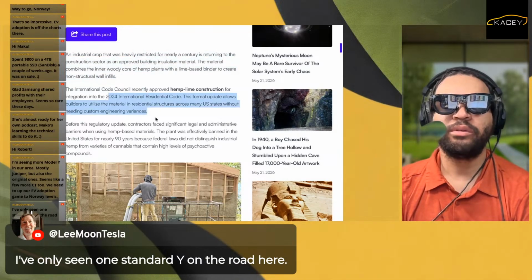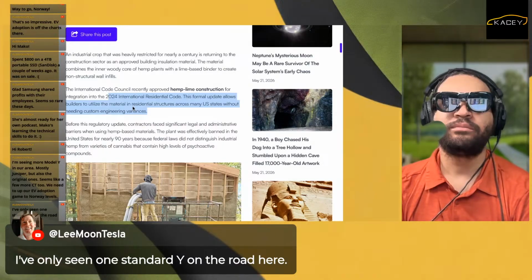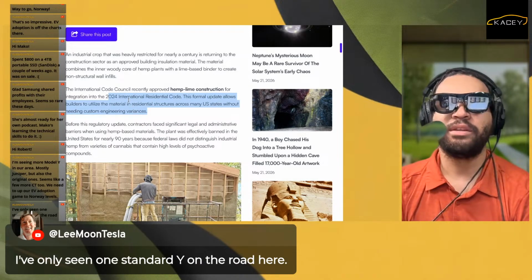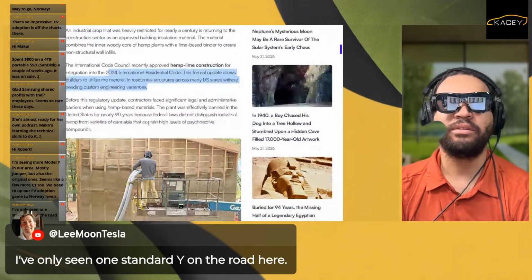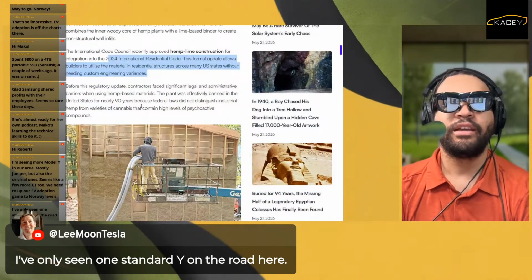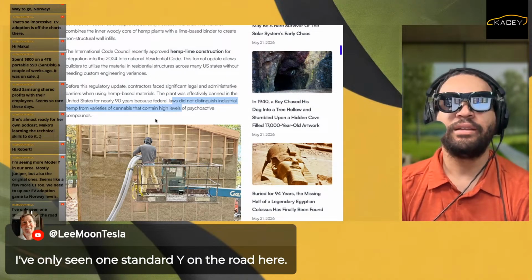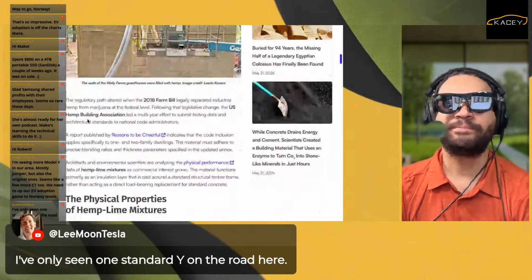For integration into the 2024 International Residential Code, this formal update allows builders to utilize the material in residential structures across many U.S. states without needing custom engineering variances. Before this regulatory update, contractors faced significant legal and administrative barriers when using hemp-based materials. The plant was effectively banned in the U.S. for 90 years because federal laws did not distinguish industrial hemp from the varieties of cannabis that contain high levels of psychoactive compounds.